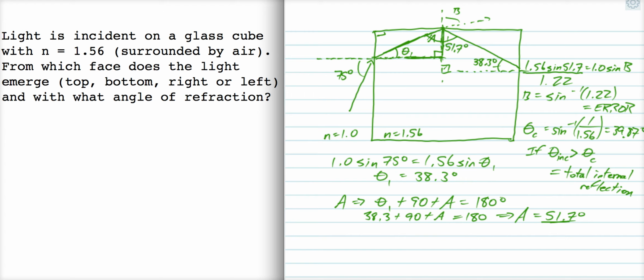Okay, so upon leaving the prism then, if we look over here, we would say 1.56 sine 38.3 is equal to 1.0 sine theta f. And theta f works out to be 75 degrees, which is the same as our angle of incidence. Nothing wrong with that for a square. Okay, so there's our final angle.